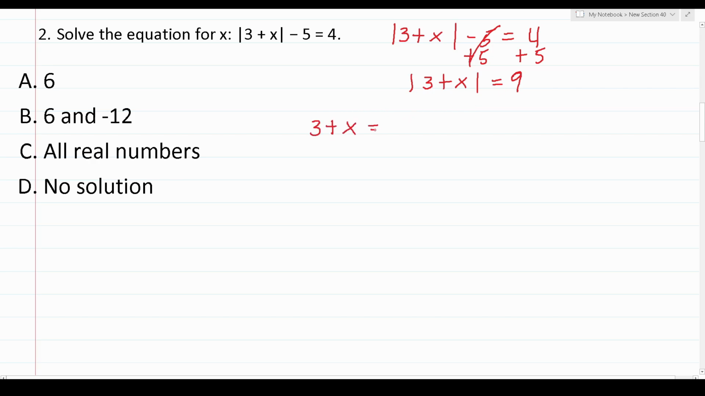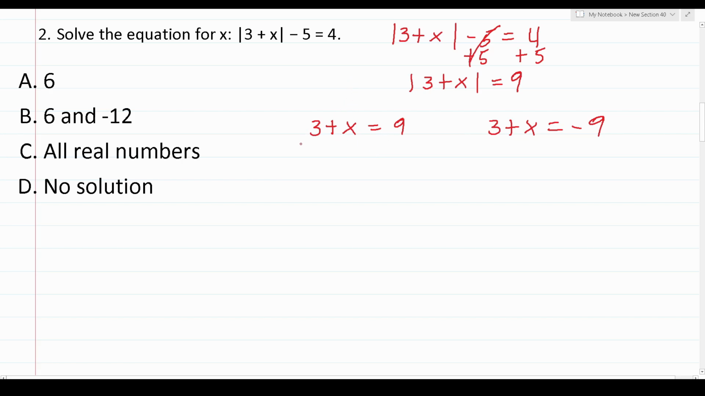One of them is going to be set equal to that number. So 3 plus x equals 9. And then the other one, 3 plus x, is going to be set equal to the opposite of that number. So the opposite of 9 is negative 9. And now we're going to solve accordingly. Let's do these one at a time. I'm going to work on this one first.